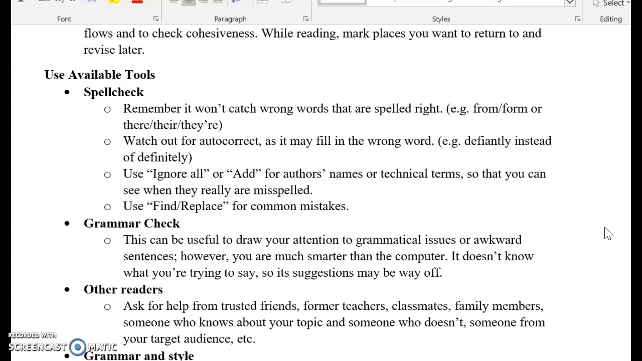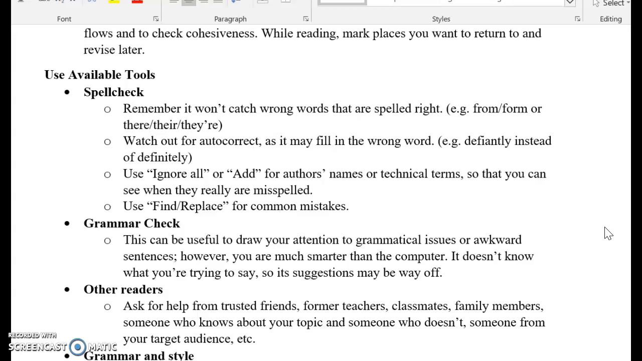You also want to watch out for autocorrect. I think we've all seen this before on our phones where we have autocorrect and it changes a word to something that we clearly did not mean. So watch out for that because it may fill in that wrong word. Okay. The biggest example that I can give you here is what I see all the time, where you're using the word definitely. And you're not quite sure how to spell it.